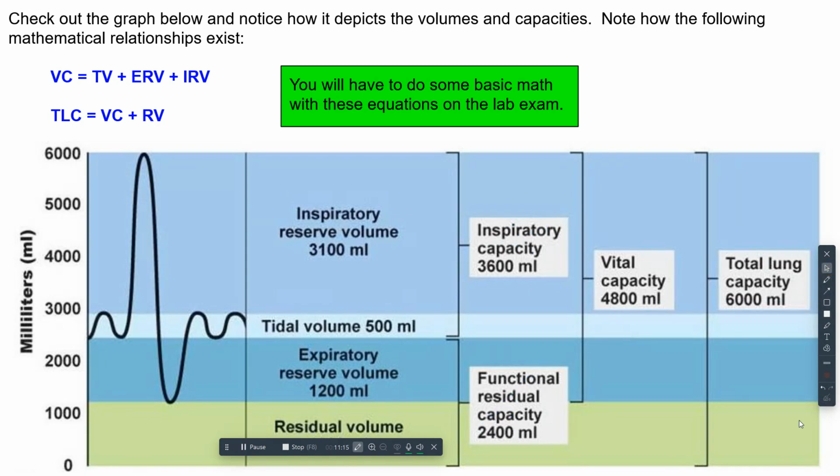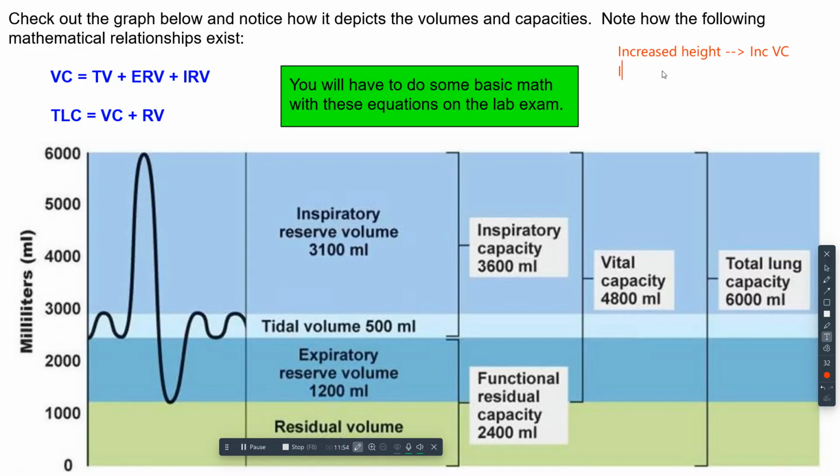Also, I want you to understand something. Vital capacity is going to be predictable based on your age and height. So if your height increases, increased height is going to mean most likely I've got longer lungs, and that means I'm going to have an increased vital capacity.